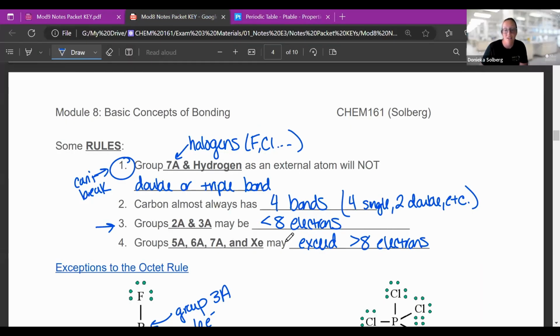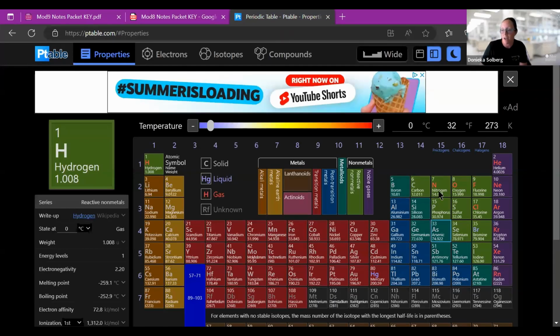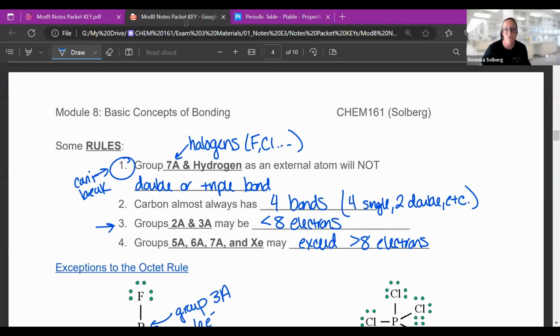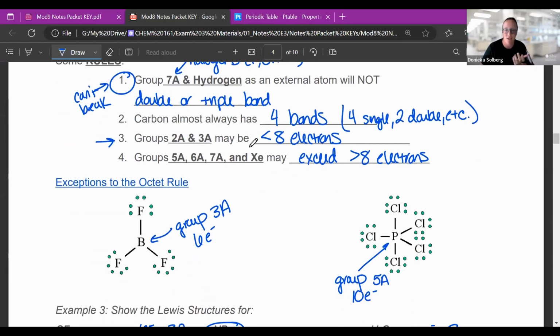In groups 5, 6, 7, and xenon may have greater than an octet. So group 5 here, 6, 7, and I say xenon because we can't get any of the other noble gases to bond. Xenon we can get to bond, and it has more than an octet a lot of times. So the octet rule is really more of a guideline. If you can have an octet, you should try, but you have to follow all the other rules as well. Okay, so follow our steps for drawing your Lewis dot structures. No double or triple bonds on hydrogen and the halogens. And then you might have broken the octet rule, and that's okay.